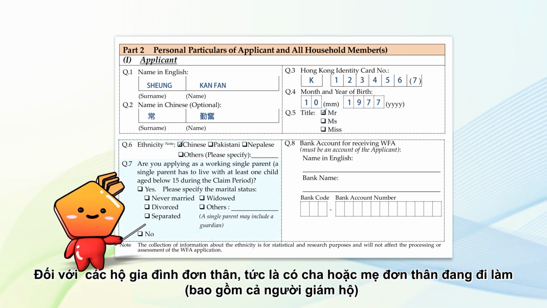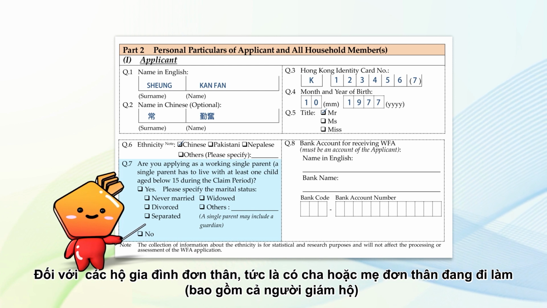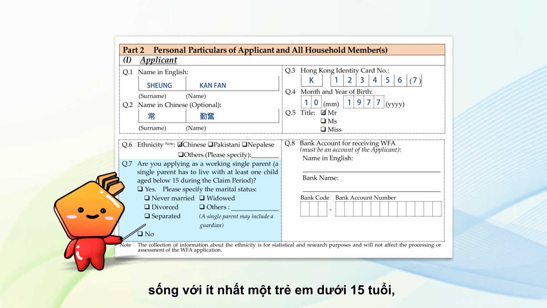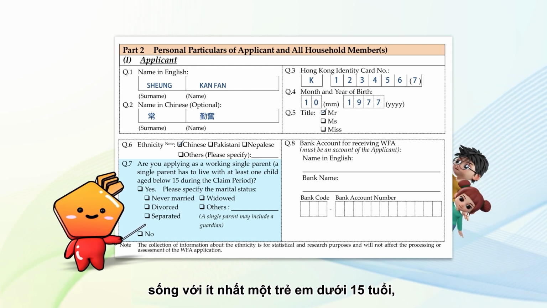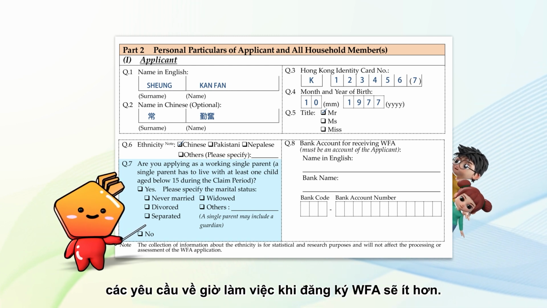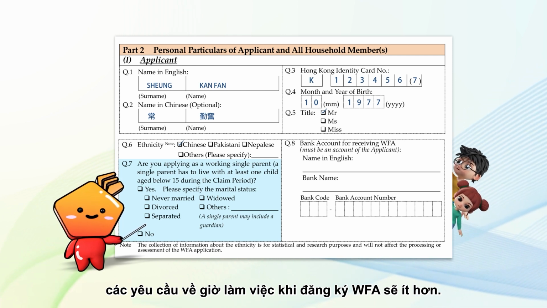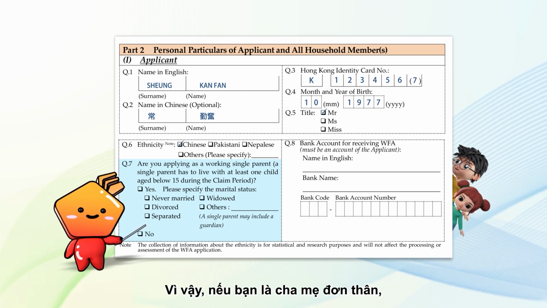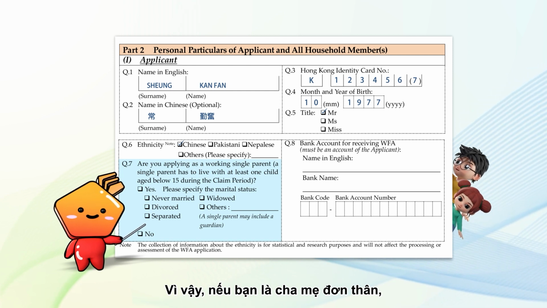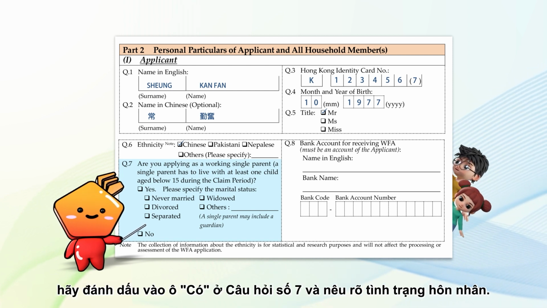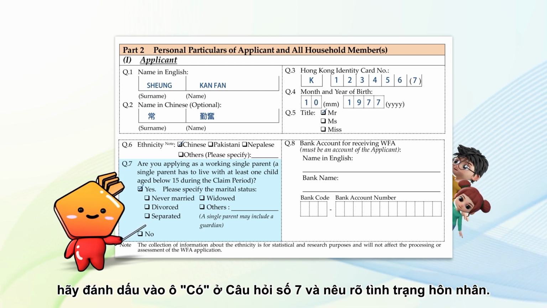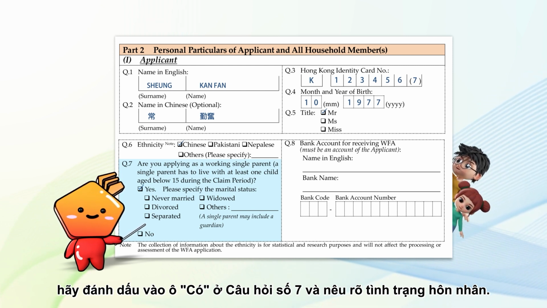For single-parent households, that is, a single working parent, including guardian, living with at least one child aged below 15, the working hour requirements for DUFA application are lower. So, if you are applying as a single parent, remember to tick Yes under question 7 and specify your marital status.